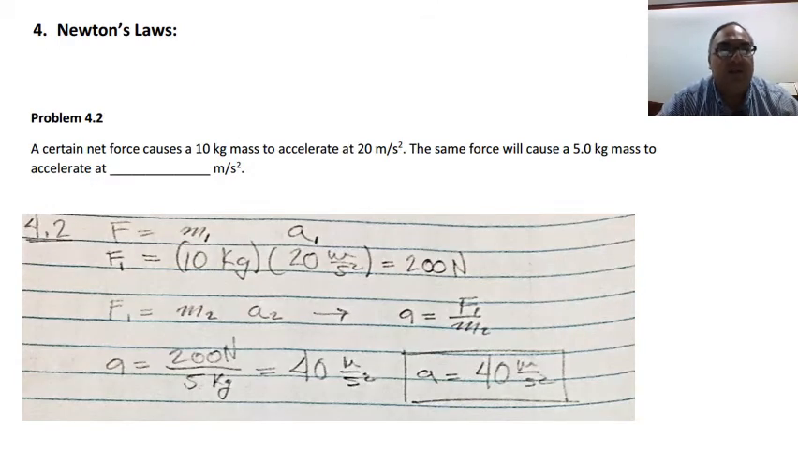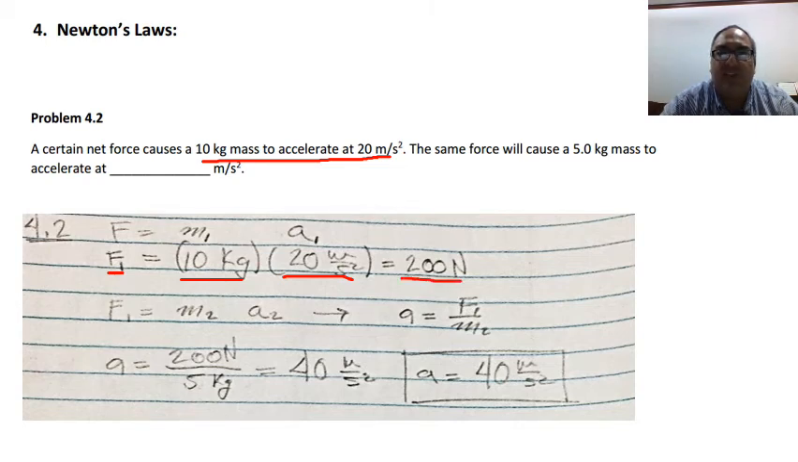This one, 4.2: a certain net force. We don't know the force. It accelerates 10 kilograms at 20 meters per second squared. So let's find out that F. We're going to call it F1, and it's a mass of 10 kilograms with 20 meters per second squared, that's the acceleration. It is 200 newtons.